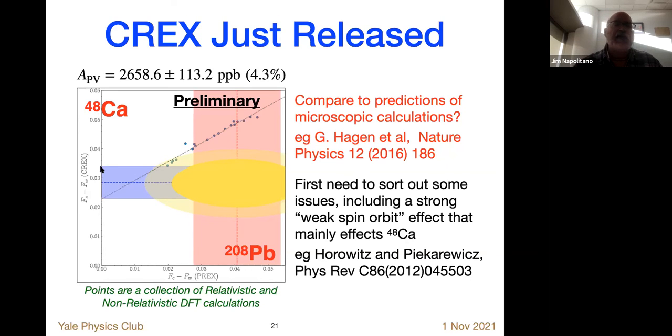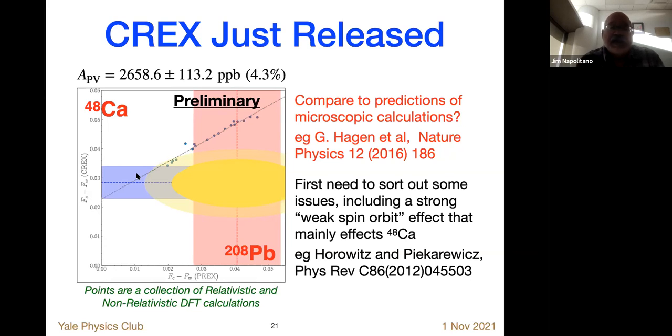But this result here on the left plots the difference in the charge and weak form factors for calcium-48 and lead-208. And what you can see pretty clearly is that our result for these two sits around here. We're not on this line. This line is drawn through a bunch of relativistic and non-relativistic density functional theory calculations. So some work's going to have to be done to understand how to modify those results in order to understand neutron matter as well as lead and calcium.